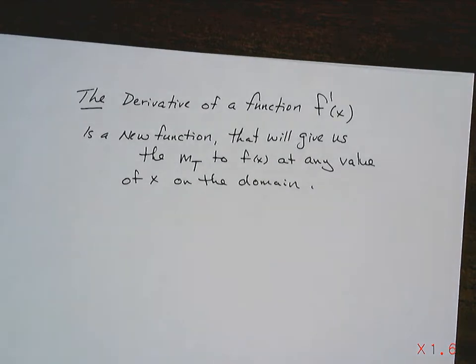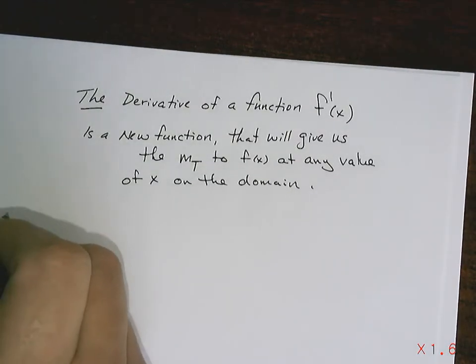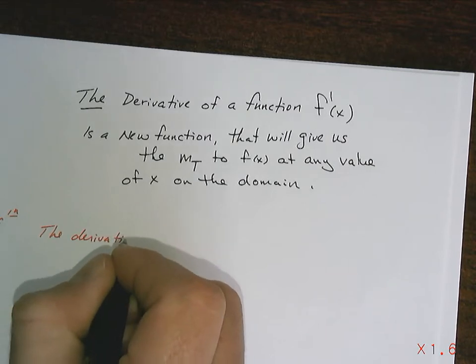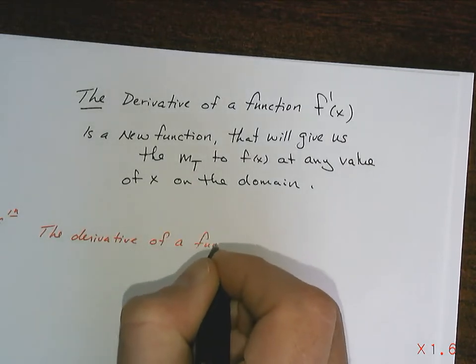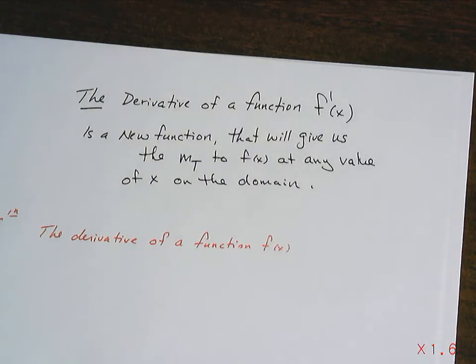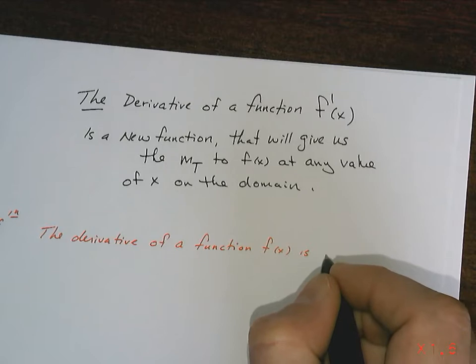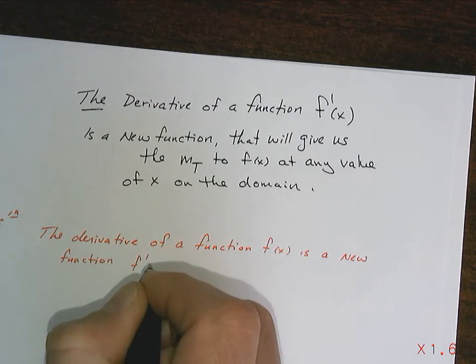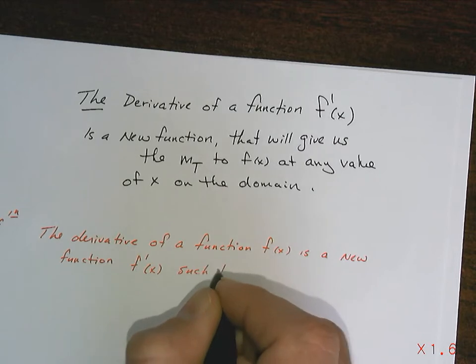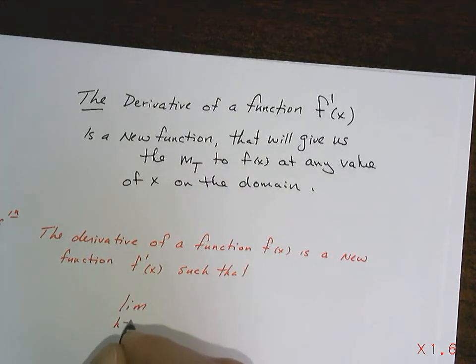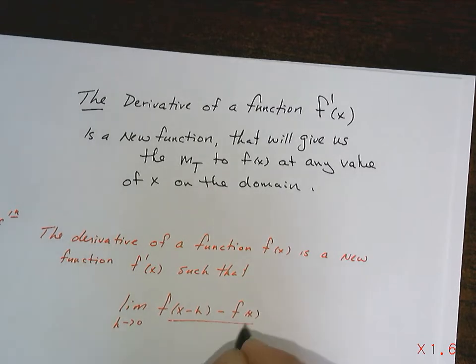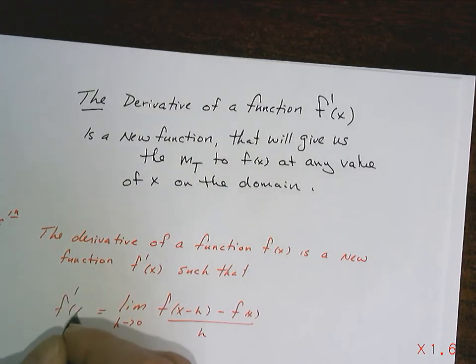So that takes us to a definition. The derivative of a function f of x is a new function f prime of x such that the limit as h approaches 0 of f of x minus h minus f of x over h equals f prime of x.